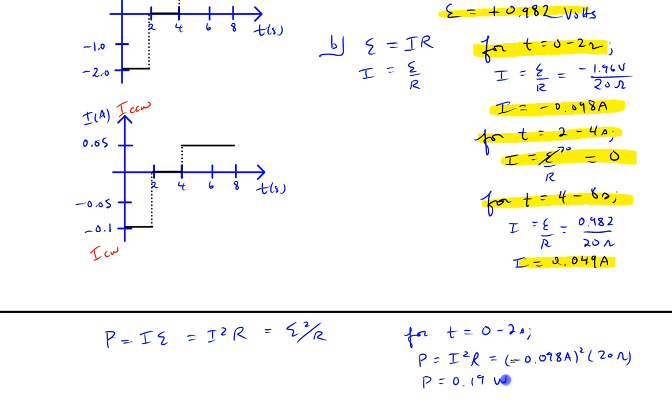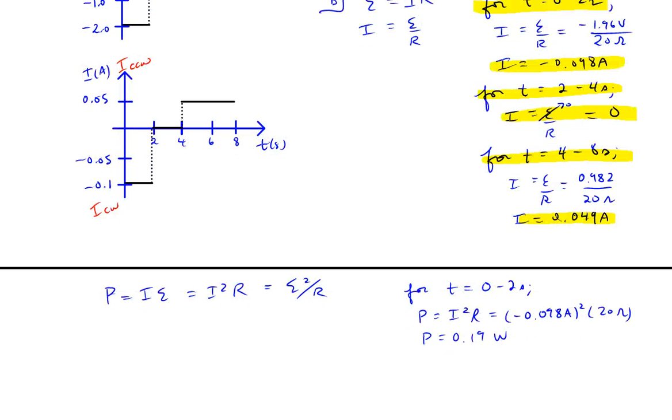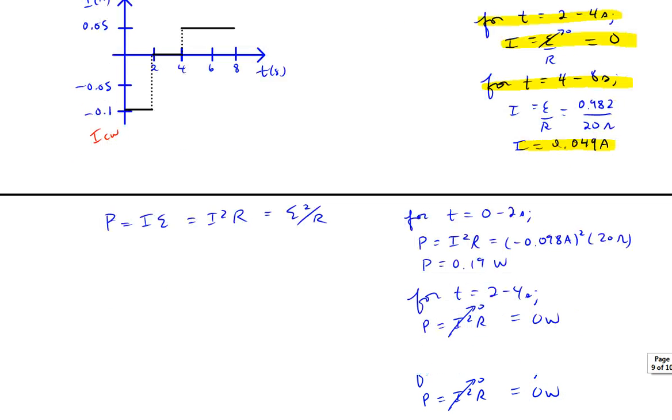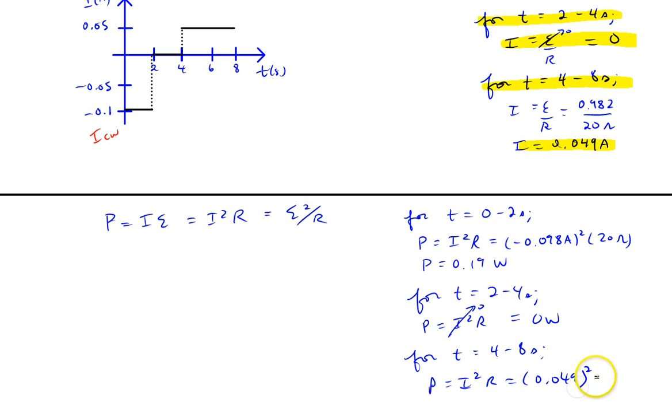0.19 watts. And then if we continue on, for t equals 2 to 4 seconds, the power is I squared times R, but remember the current is 0, so there's no power for that time interval. And then from 4 seconds to 8 seconds, power is I squared times R, and our current in the last interval of time is 0.049 amps squared times the resistance of 20 ohms. And we get a power of 0.048 watts. Okay, so then we can go ahead and plot our graph now.